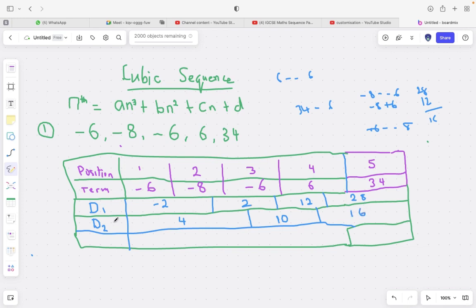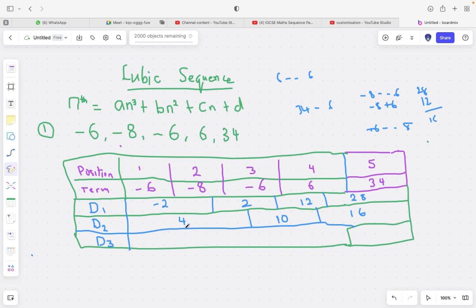You can see that after doing the second difference, you did not get the same number. We have to arrive at the same number, so we have to do a third difference. That's why this is cubic. If you do up to 2 levels of difference and get the same number, it's quadratic. But if you have to do up to 3 levels to get the same number, then this will be regarded as cubic.